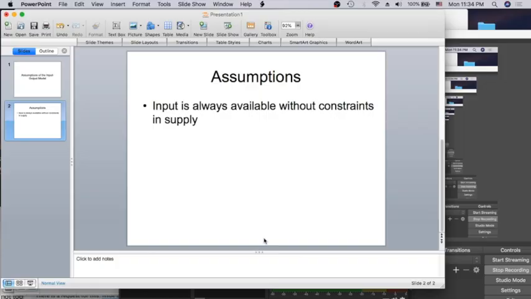Now let's talk about the assumptions of the input-output model. The first assumption is that we assume input is always available without constraints in supply. So what it means is if there's a particular demand on some products, we assume there's no problem in producing them to meet the demand.